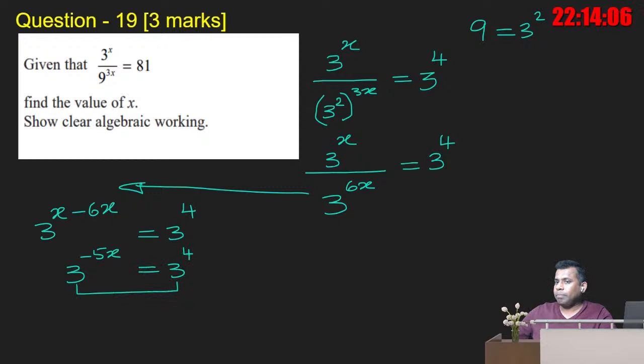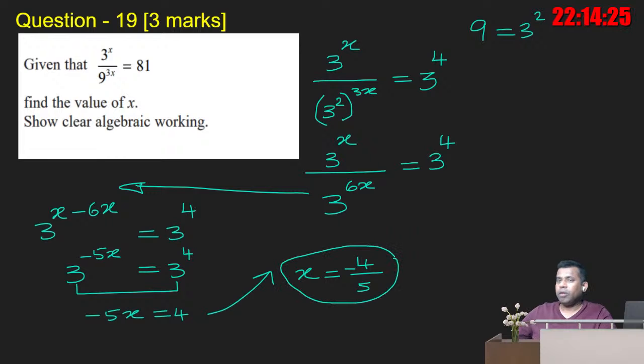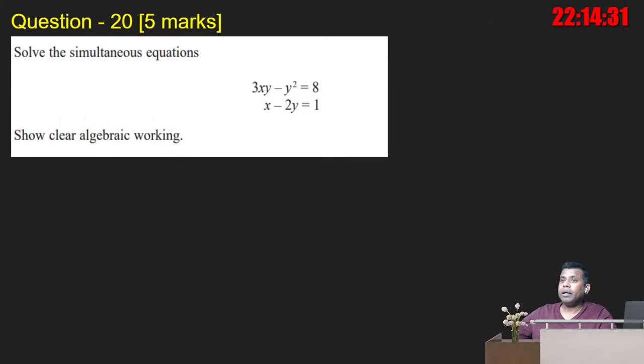The bases are the same, 3 and 3. So therefore, minus 5x equals 4. So x equals 4 over 5, which is minus, so minus 4/5. So this is the answer for question number 19. Hope you understand that one. So we are moving on to question number 20.